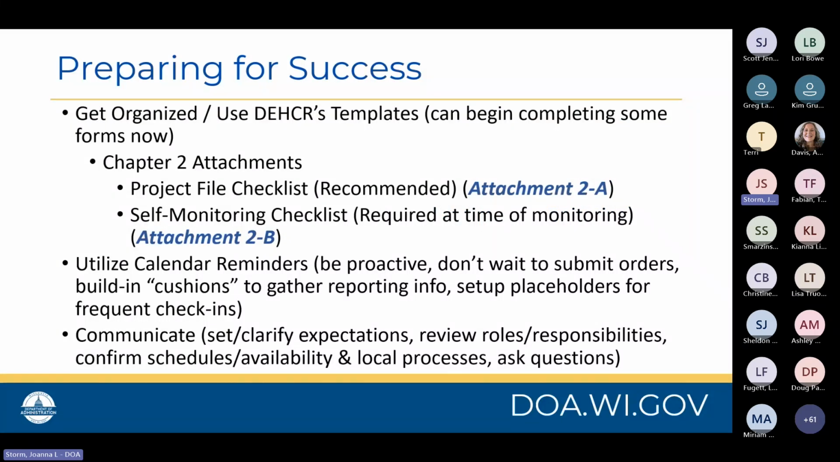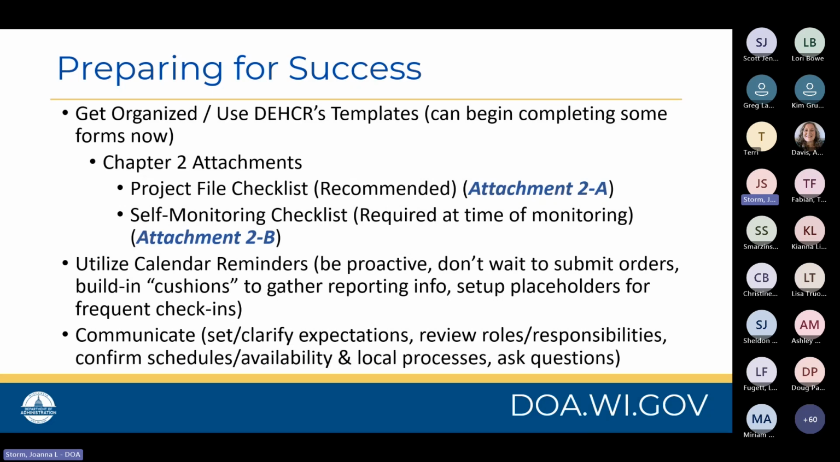So, first step, get organized. Use our Decker templates, and you can even begin completing some of these forms right now. Chapter 2 attachments, including the project file checklist, attachment 2A, are recommended but not required. And the self-monitoring checklist, which will be required at the time of monitoring, is attachment 2B. You can begin filling those in right now. We encourage that because when monitoring comes, you then don't have to worry about going back and trying to organize everything and fill in the holes in the information.